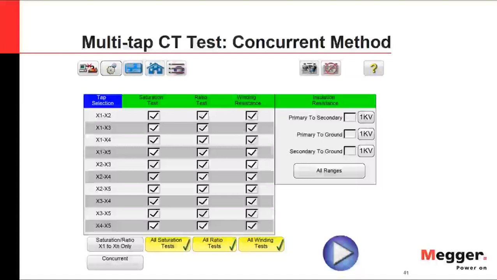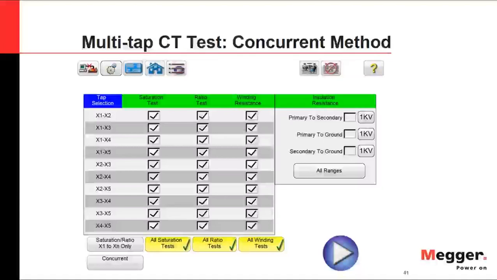Why do we need this? If for whatever reason you decided that the original installation will work with your CT connected from, say, X1 to X5, and down the road you need to change that to a different configuration on your CT, and you want to go from X3 to X5, you need to know what the condition is of that tap. You need to know that everything fits within the accuracy and within the specifications that you're looking at.